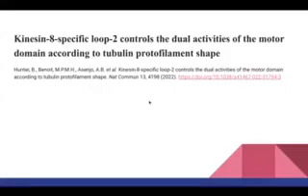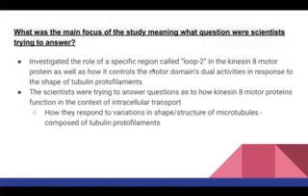Okay, so the article that we mostly focus on is Kinesin 8 specific loop 2 controls the dual activities of the motor domain according to tubulin protofilament shape. This article was found under this site in which we cited it.